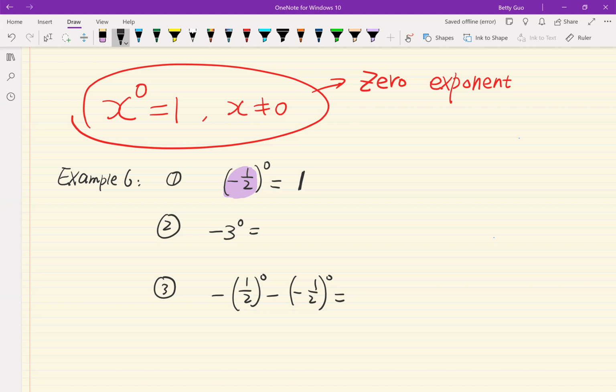Number 2. Let's see the value for -3 to the power of 0. I want to ask, how do you understand this negative sign here? Is the negative sign part of the base or not a part of the base? -3 to the power of 0.